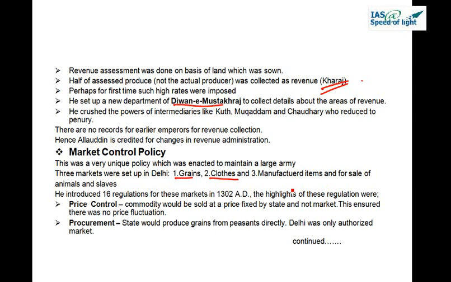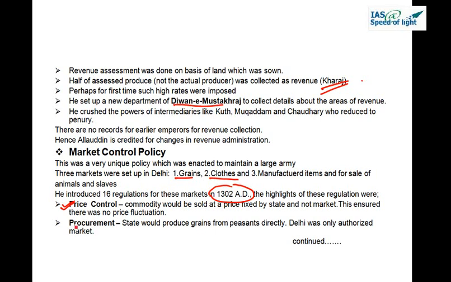To ensure the implementation of these policies, Alauddin appointed superintendents known as Shehnai Mandi, who were assisted by intelligence officers. In total, he introduced 16 regulations for these markets in 1302 AD. This year also becomes important. The highlight of these regulations was, first, price control. Commodities would be sold at a price fixed by the state and it could not be market driven, and this ensured that there was no price fluctuation.